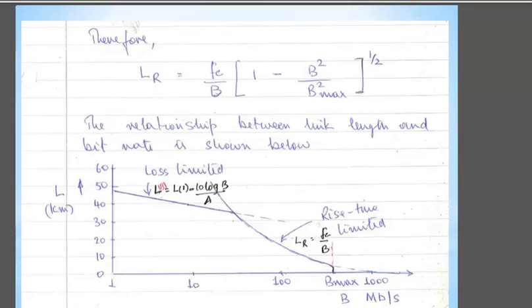So this plot now is showing that if we calculate the length using power loss, this is the plot we'll get. If you calculate the length using the rise time, this is how it will go. This is where they meet, and this is the maximum bandwidth. I don't think you need this information.